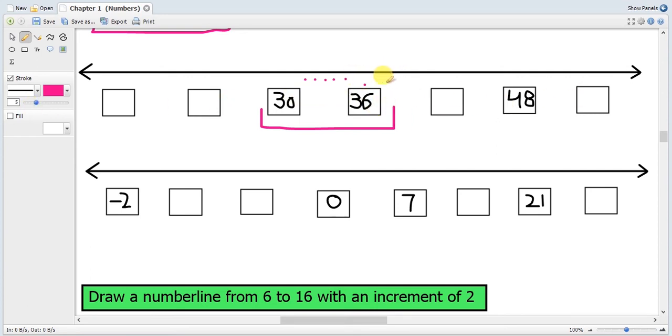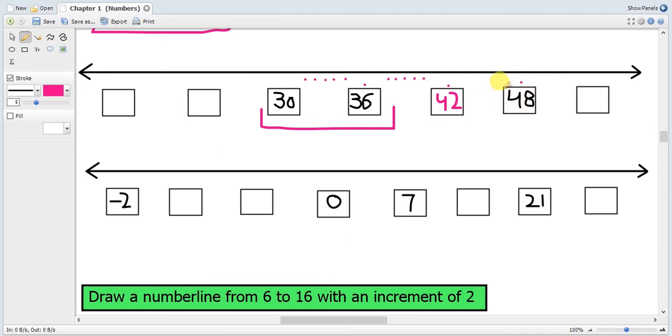So start counting 6 digits, 6 dots, landing on the 6th dot. So after 36: 37, 38, 39, 40, 41, or you can also first draw the dots. That will help you, and then you start counting digits after 36: 1, 2, 3, 4, 5, landing on 6. Now 37, 38, 39, 40, 41, and 42. Right?